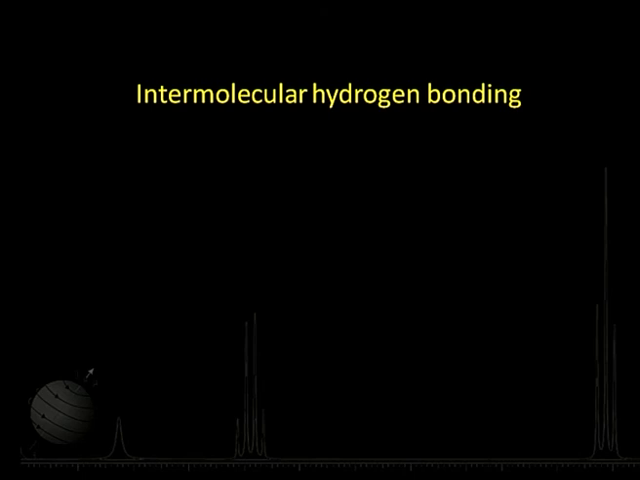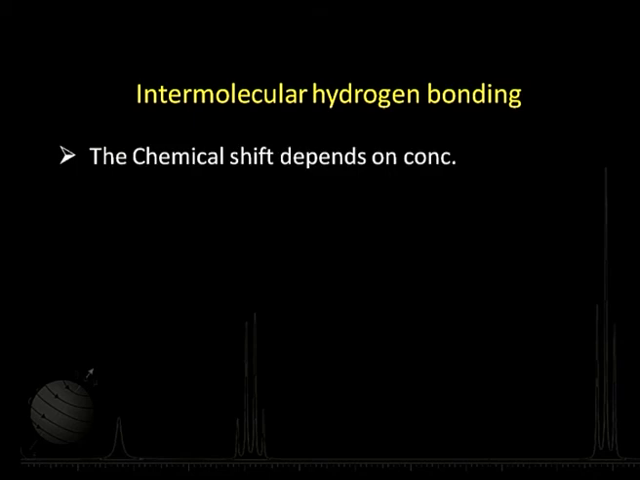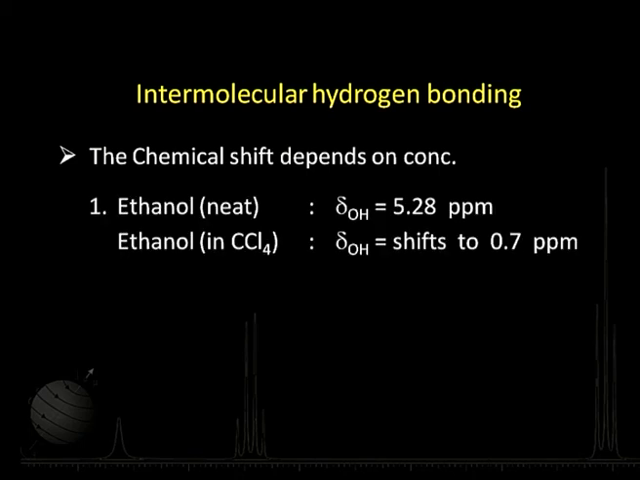But if you get a little more into this, we know that there are two kinds of hydrogen bonding. One is intermolecular, one is intramolecular. Let us talk about intermolecular hydrogen bonding, which actually gets affected significantly by the concentration and all. The chemical shift position for a molecule undergoing intermolecular hydrogen bonding actually depends on the concentration. Let us take some examples here.